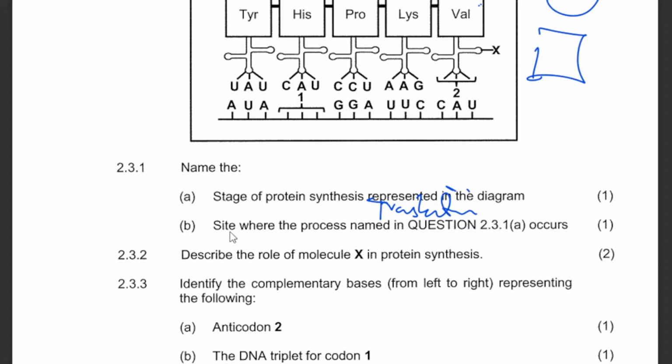State the site where the process named above occurs. It occurs on the ribosome in the cytoplasm. In most cases, they want to see the word ribosome. Sometimes they want to see cytoplasm, so that's why I prefer you to say ribosome in the cytoplasm. Definitely they will give you what they want.